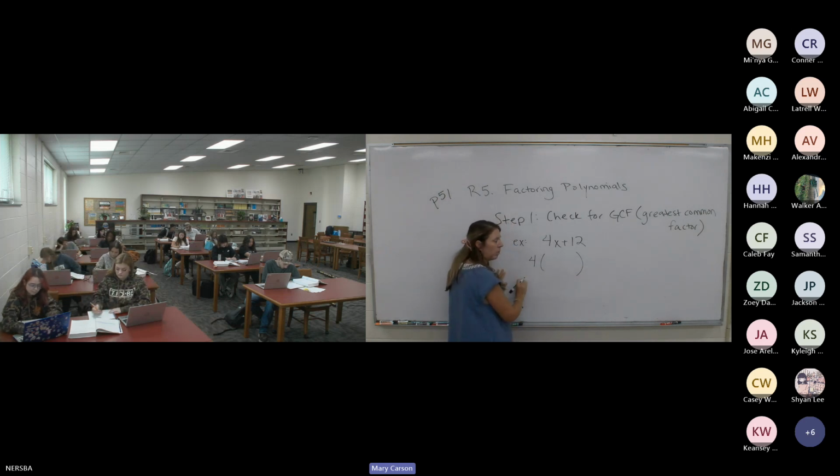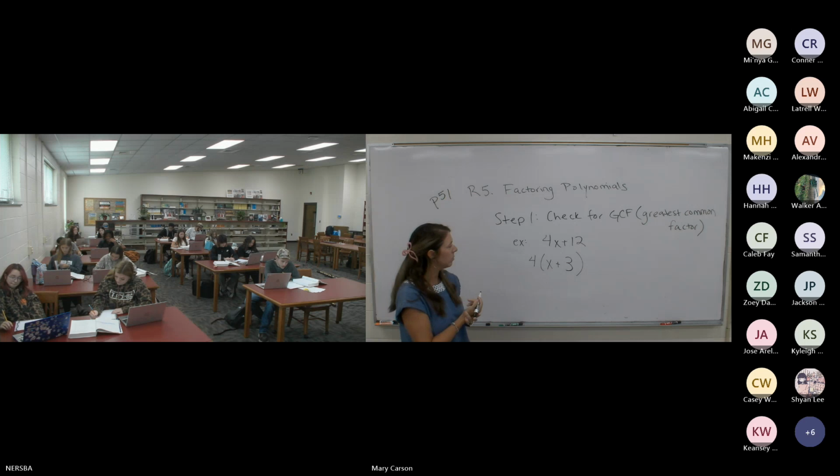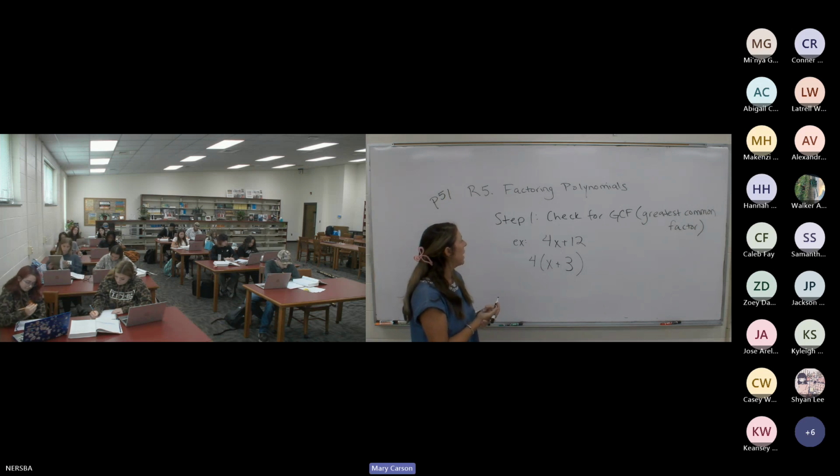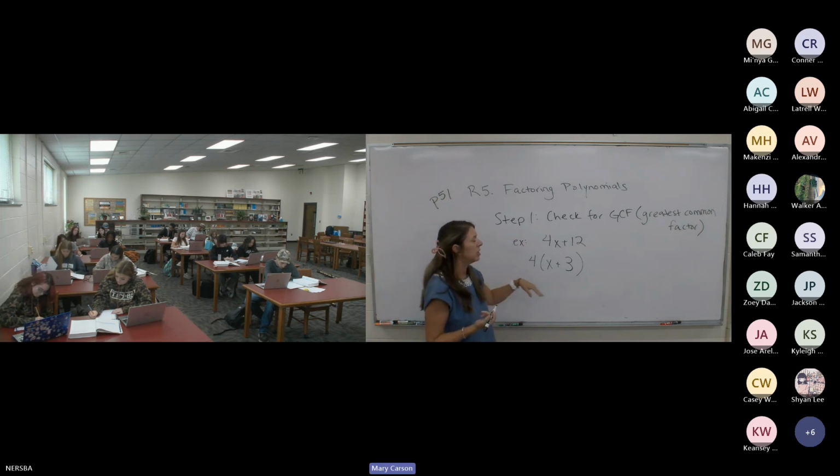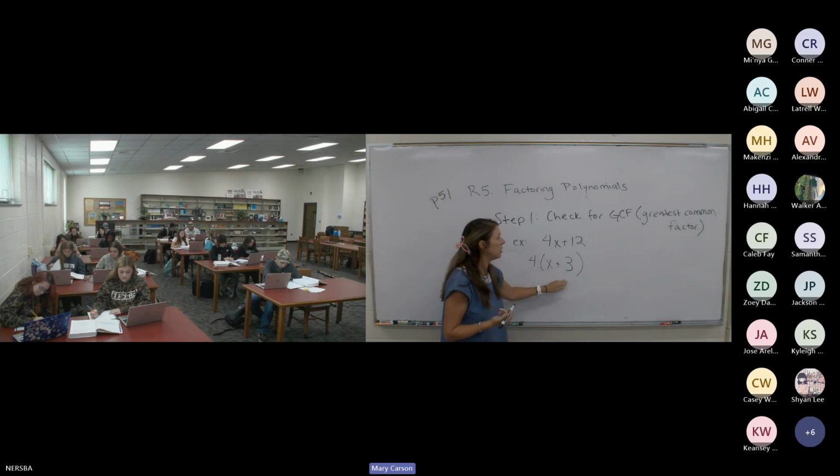Think about the distributive property as what is this times this. Okay, so think about it. 4 times what is going to give you 4x, plus 4 times what's going to give you 12, 3. So we just factored that problem. All right, so that's why we always check for GCF first. And sometimes when you pull out the GCF, you can still factor out the problem that's in the middle.